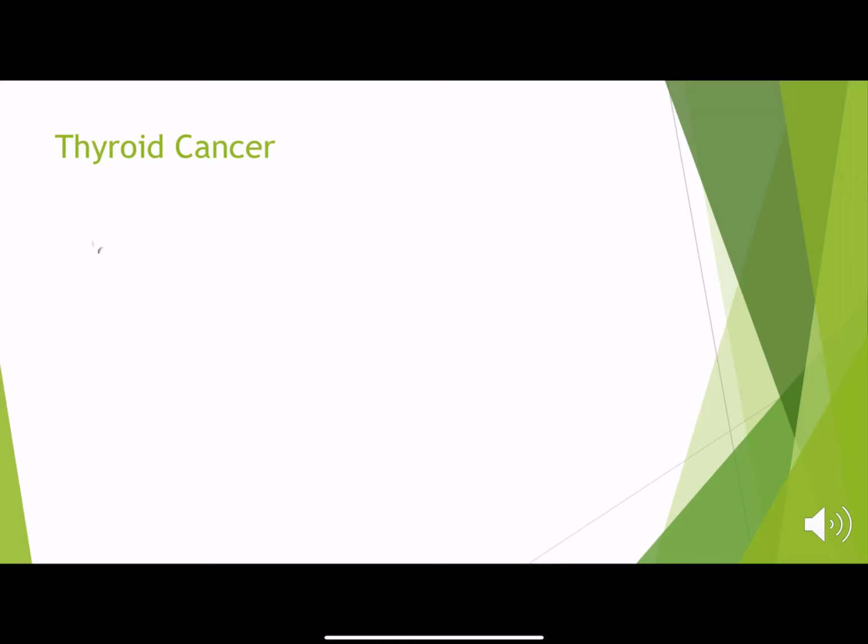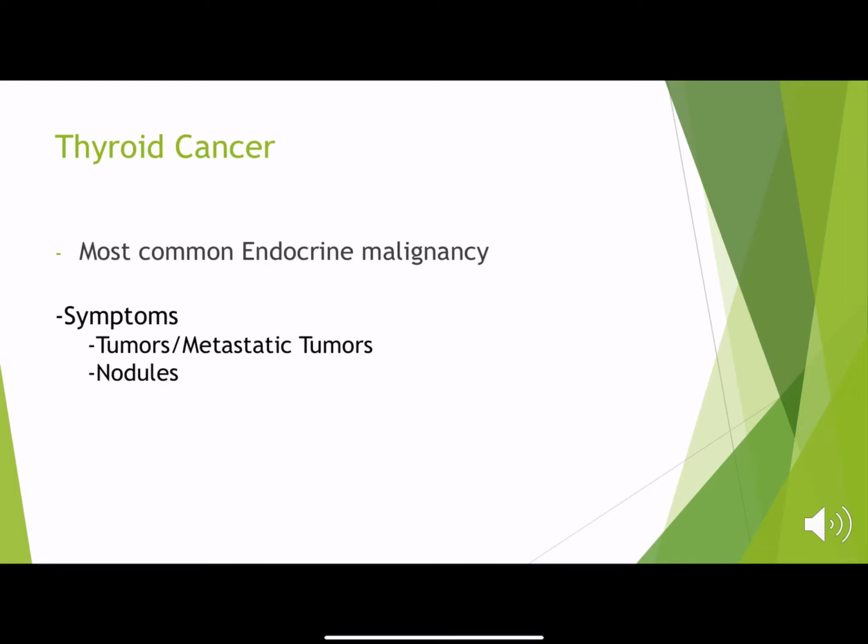It is the most common endocrine malignancy. So obviously one that you'd want to think about first, especially since our patient, we'll get to that, but our patient came back with cancerous looking endothelial cells. The symptoms are tumors, metastatic tumors, or nodules.